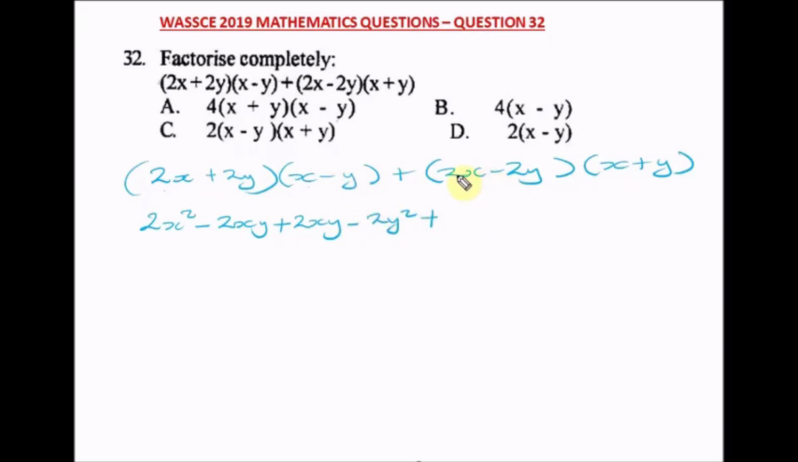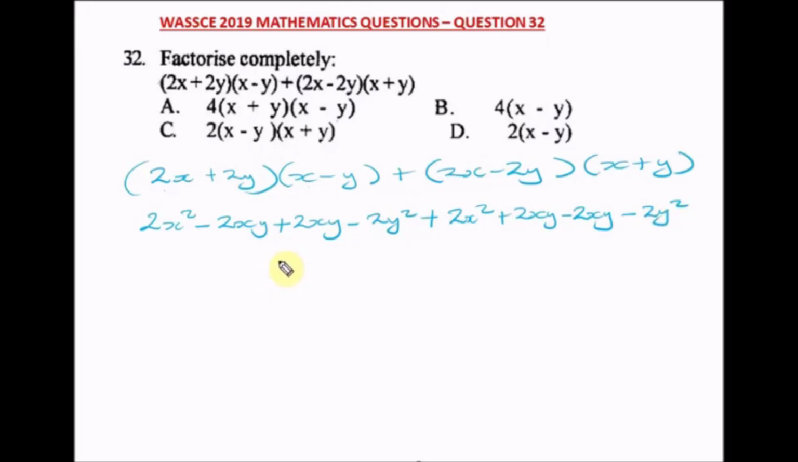Then let's drop this plus here. So 2x times this x here, we have 2x squared. Then 2x times plus y, we have plus 2xy. Then minus 2y times x, what are we going to have? We're going to have minus 2xy. Then minus 2y times plus y, what are we going to have? We're going to have minus 2y squared.